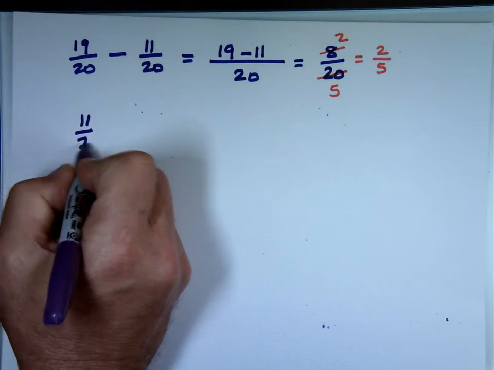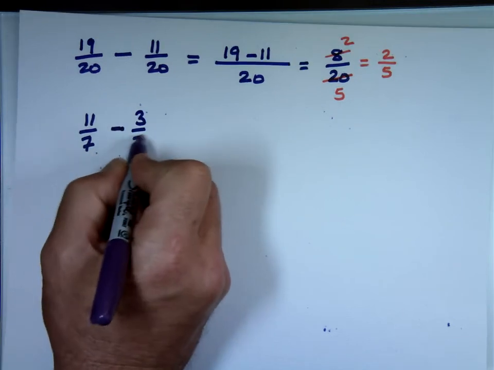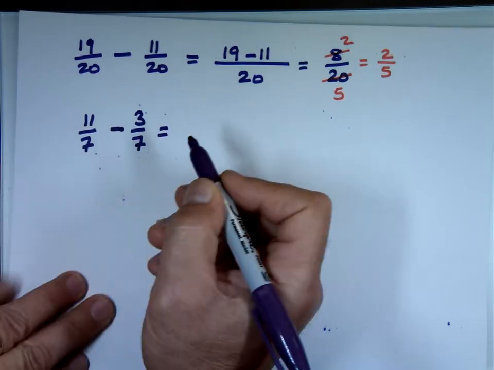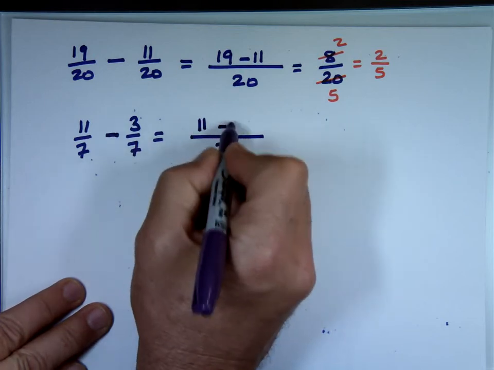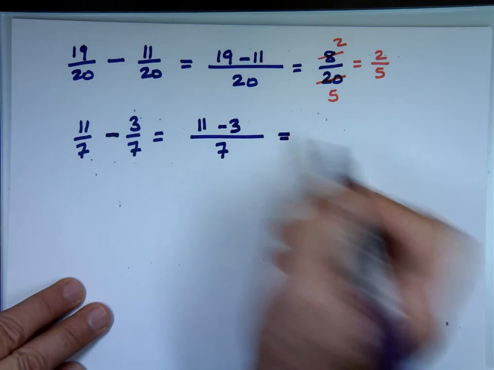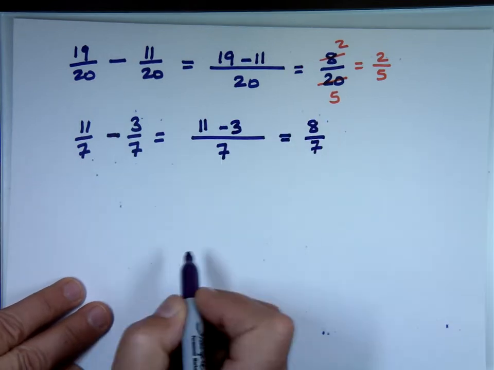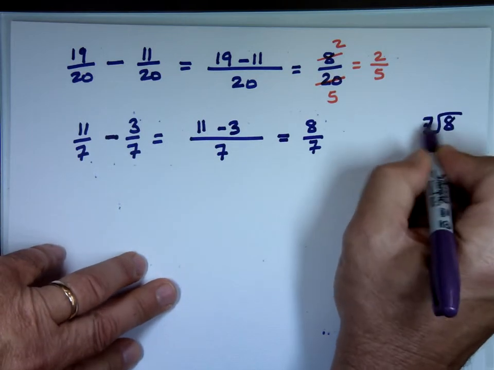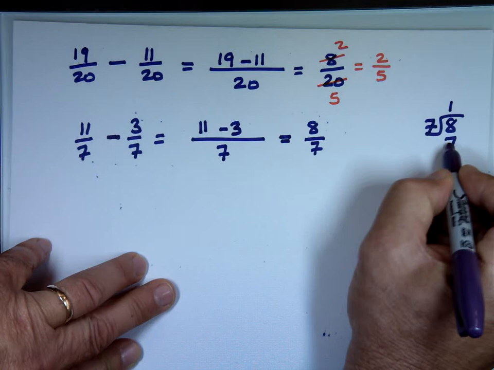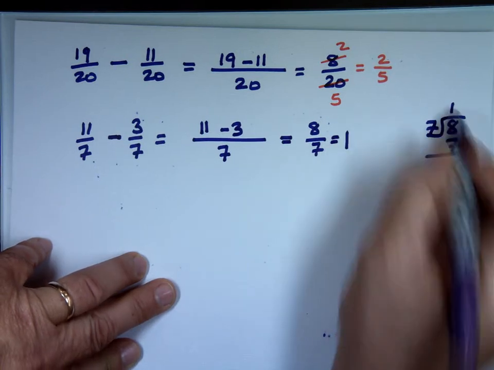11/7 minus 3/7. The bottom is the same. 11 minus 3, which is what? 8/7. Again, if they want it as a mixed number, you go 8 divided by 7. 1. 1 times 7 is 7. What's the remainder? 1. That's the 1. That's this one. And 1/7.